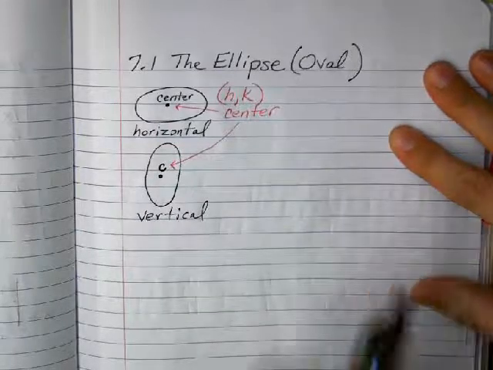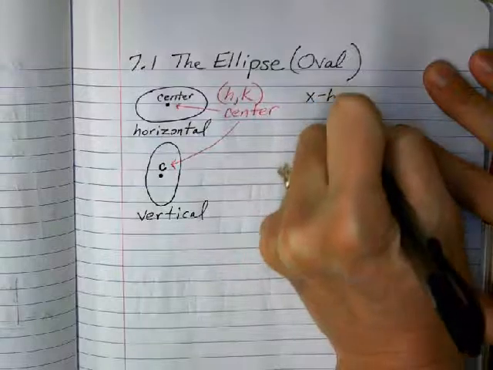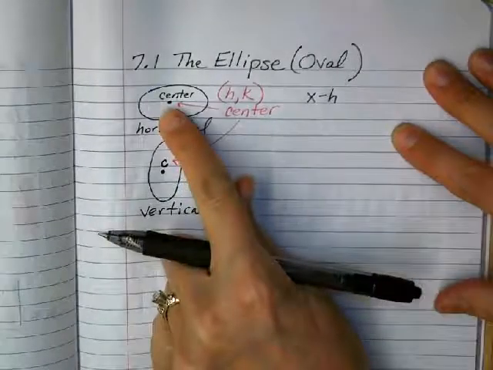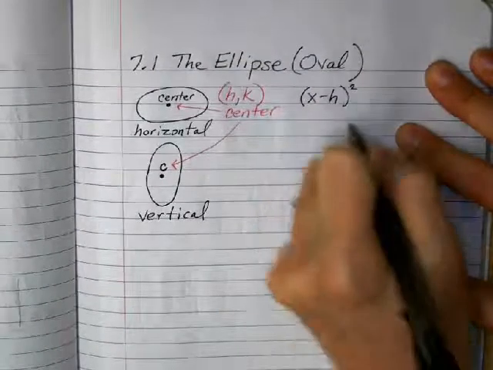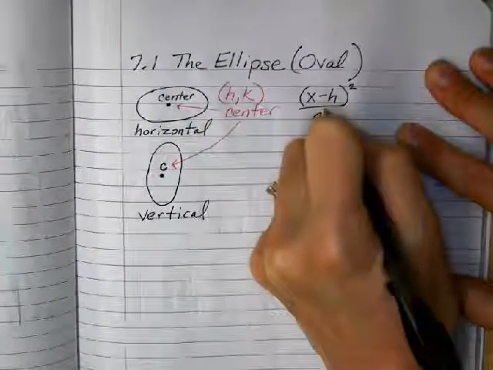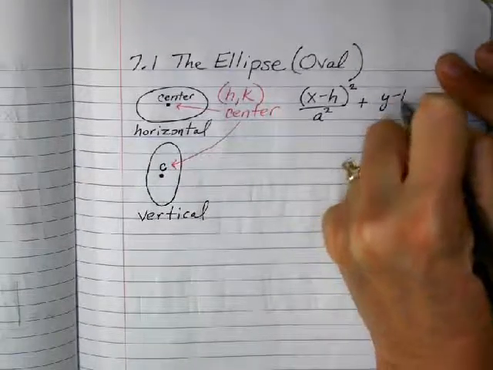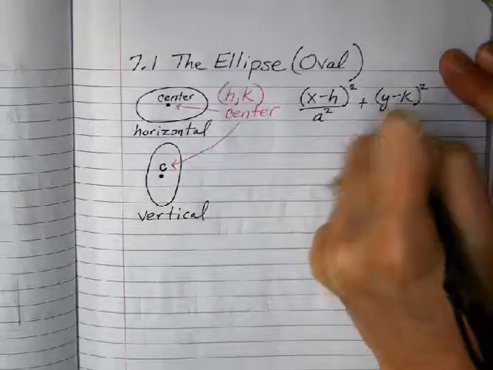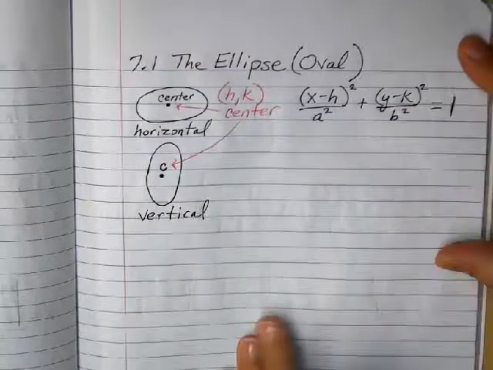Alright, so now the formula. The formula goes x minus h, whatever that center point is. It'll be x minus h squared over a squared. We'll talk about what a squared is in a minute. And y minus k squared over b squared equals 1.